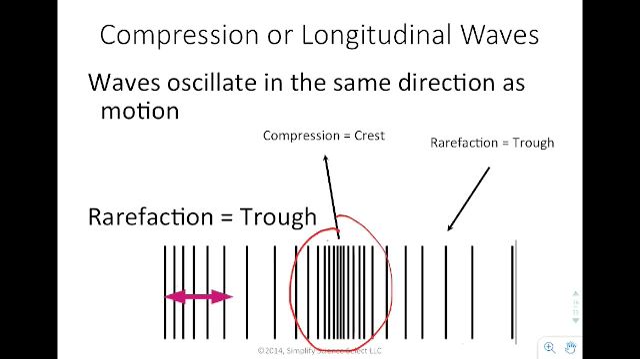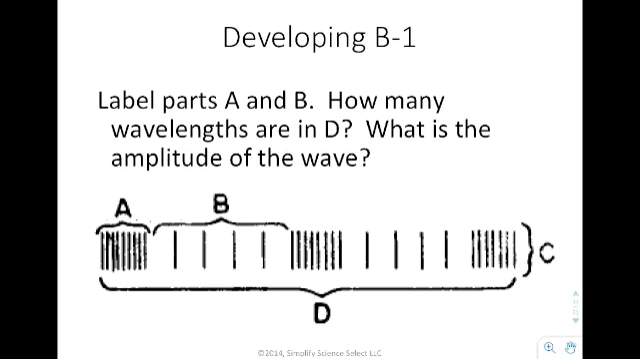Now it says label parts A and B. How many wavelengths are there in D, and what is the amplitude of the wave? So the first thing that you want to do is look at this and say, okay, A is clearly a compression. It's a point where it's squeezed together, so that's going to be my compression. It's going to be my point of maximum energy. B is going to be my trough, and it's going to be my point of minimum energy. If you were to look at D, we've got to figure out what's going on with D.